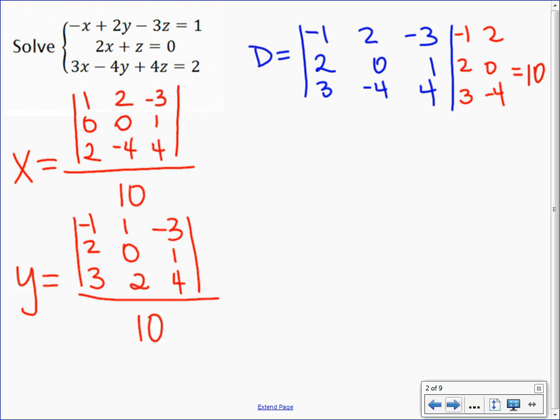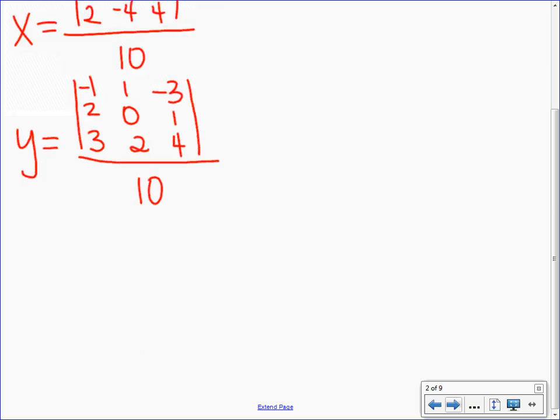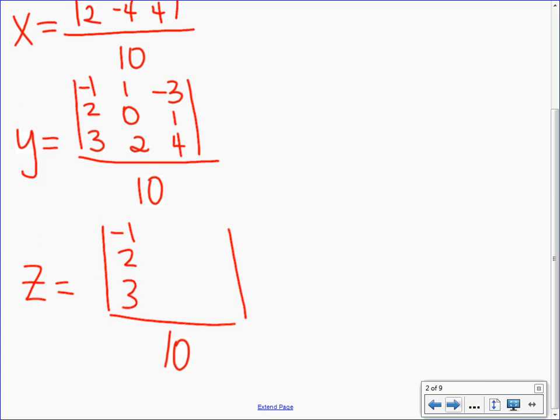And then for z, we're going to have our coefficient matrix, but now our z column is 1, 0, 2.